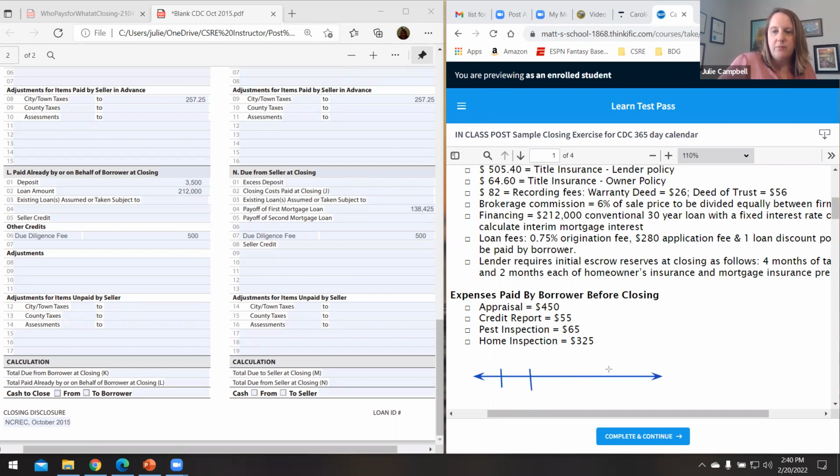We go to closing on November 23rd. There is no mortgage payment the first month. They're going to skip the first month.